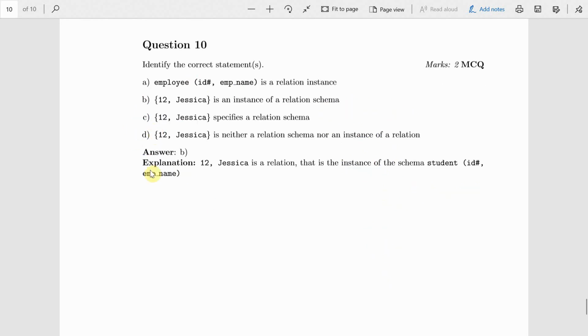Coming to question number 10: identify the correct statement. Here, employee ID, employee name is given. What does it specify? It is a table name with attribute names, specifying the structure of the employee table. So we call it a relation schema, but not an instance.